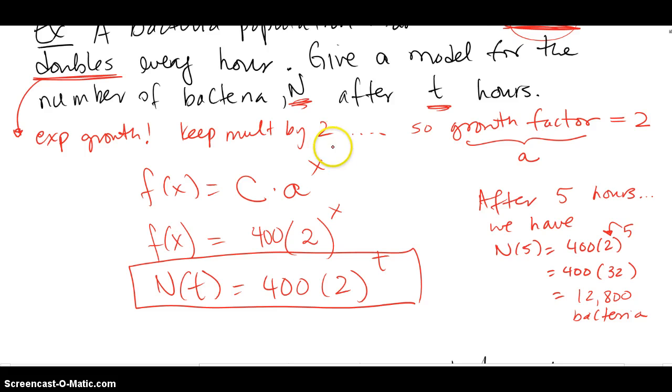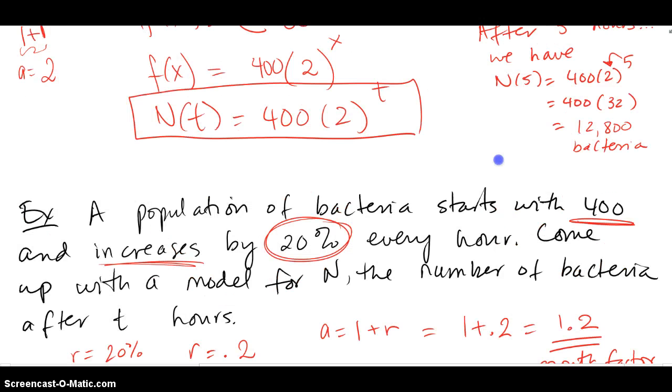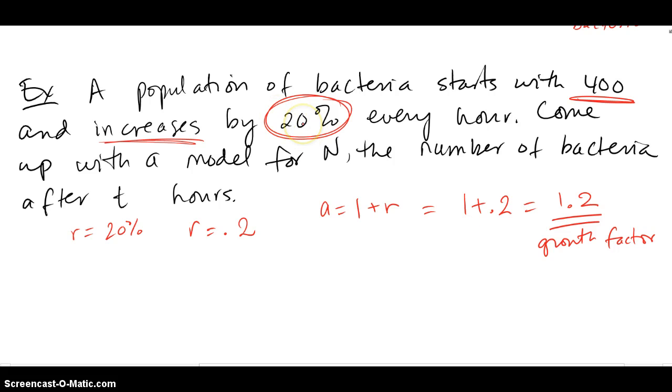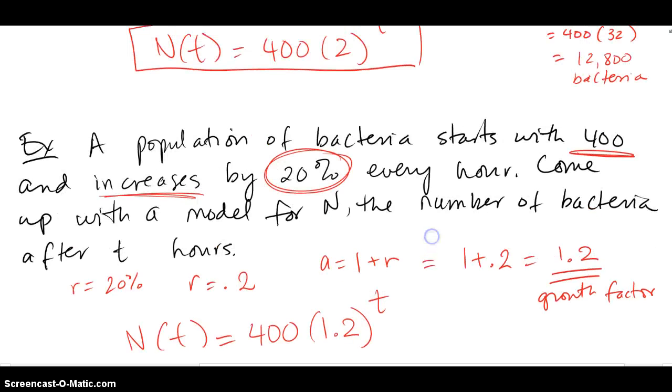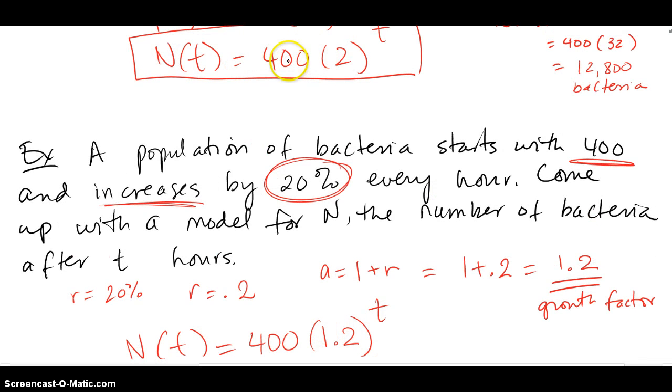Whereas here, on the original 100% bacteria I had, I gain another 100%, and that's why the base, or the a, ends up being 2, because they're doubling, they're growing by 100%. Here they're only growing by 20%. So my model very similarly is n of t. I start with 400 bacteria, that's my c, and then my growth factor is 1.2 because of the 20% growth raised to the t. So compared to the above model, those bacteria grow much quicker than this one because they double and these only increase by 20%.